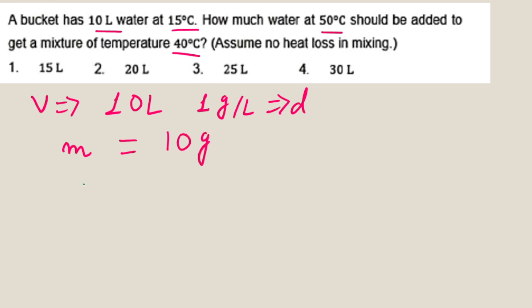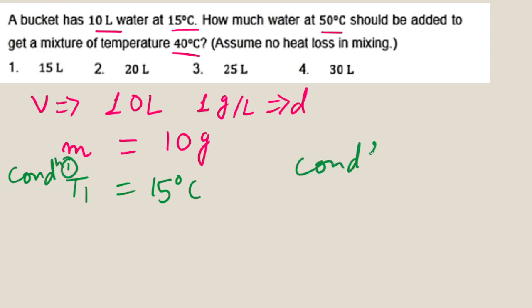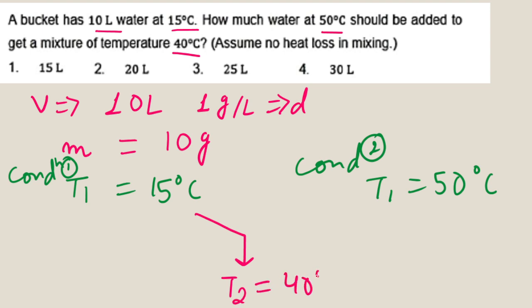Then two temperatures are given. Let's suppose T1 is 15 degrees Celsius for condition 1, and for condition 2, T1 is given 50 degrees Celsius. Now we need to mix both water to get a final temperature, that is T2 40 degrees Celsius, right?